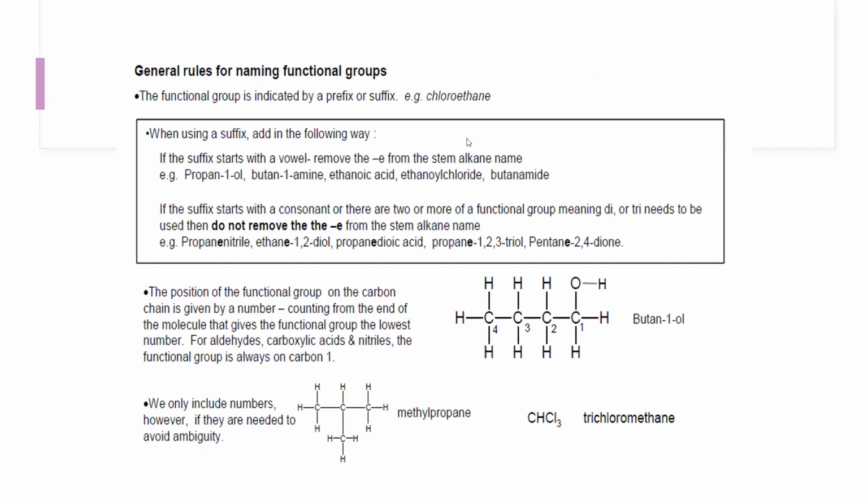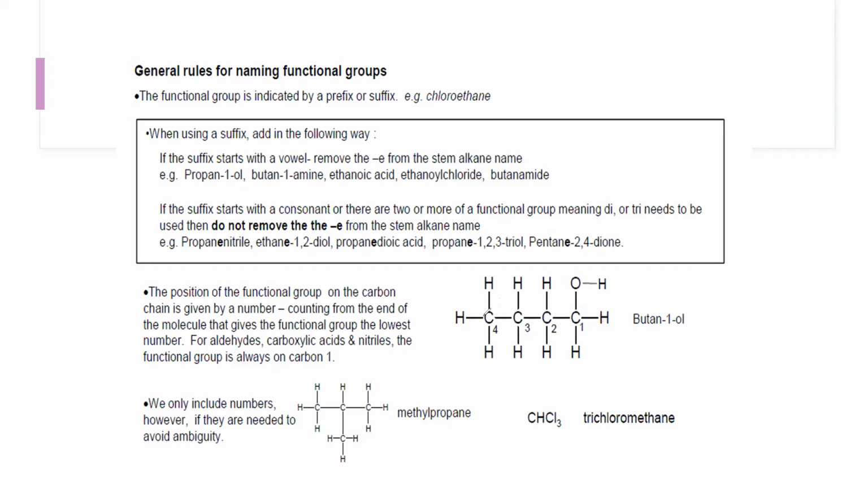Okay, rules of naming the functional group. The functional group is indicated by a prefix or suffix. Example, chloroethane: if chloro is there, it means chlorine is there. So how to name? First, we have to count the carbon atoms, and the numbering should start from the nearest functional group. If the functional group includes a carbon, we'll count that as well.